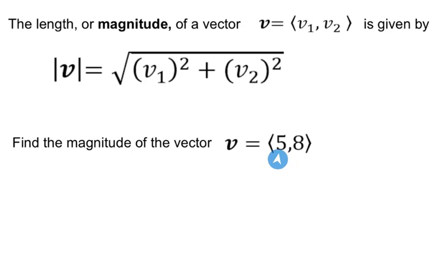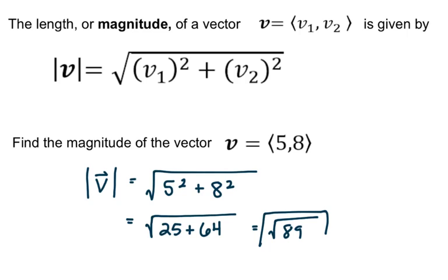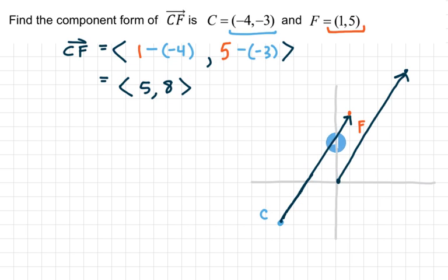So if we wanted to find the length of that vector we had just found, <5, 8>, the magnitude of that vector V would be the square root of 5 squared plus 8 squared, which is the square root of 25 plus 64, or the square root of 89. So the length of that vector we just found is root 89. Both of these vectors measure the length square root of 89.